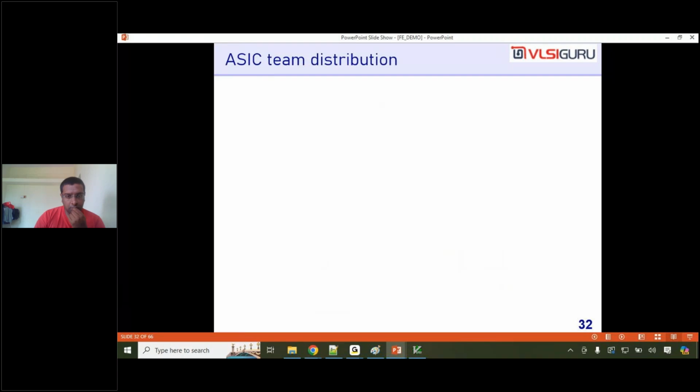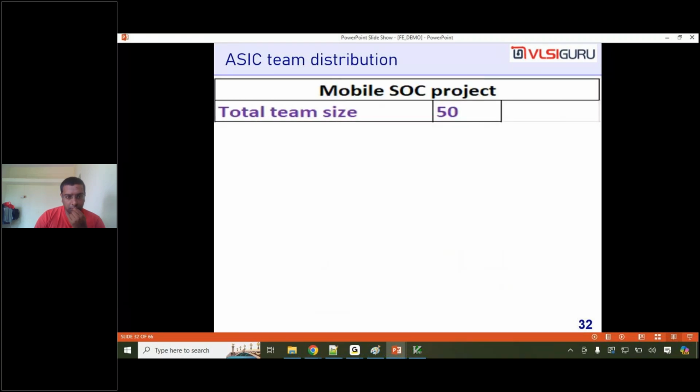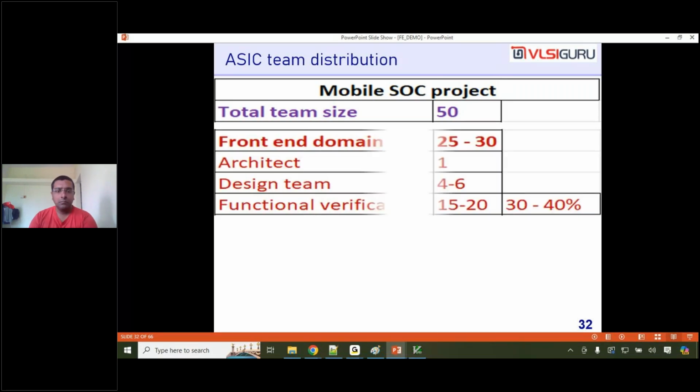Next, ASIC team distribution. Typically assume that one team has 50 people. How will the team of 50 people be distributed? Front-end domain will have around 25 to 30 people, that is around 50 to 60% of the people. Then what is there in the back-end domain? Around 40 to 50%. Out of the 25 to 30 people, one person will be the architect.